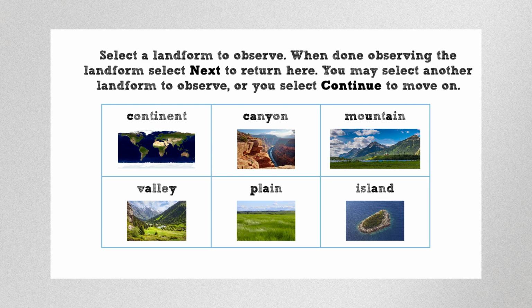Select a landform from the table to view an image and a clay model of the landform. Select Next to return to the table and view another landform or move on. If you need to, you may go back and make changes to the question you wrote at the beginning of this activity. Select Continue when you are ready to move on.